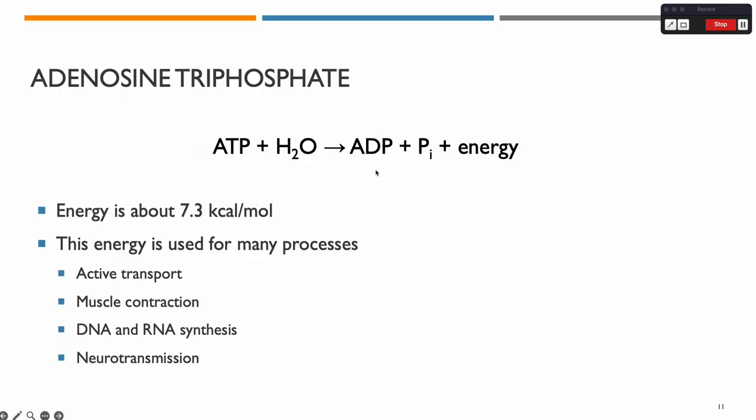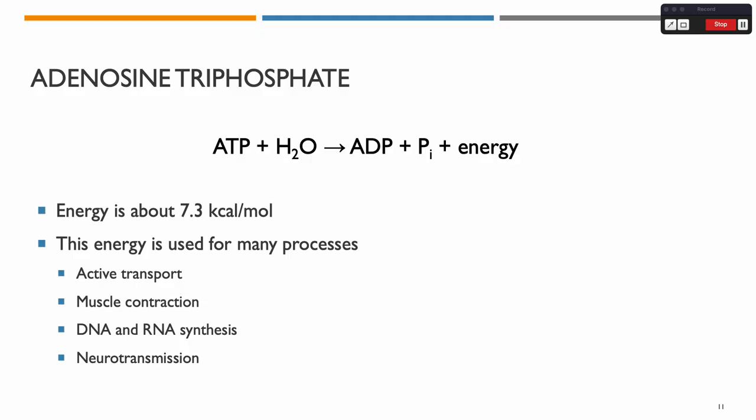so we can use that for energy. When we look at adenosine triphosphate, ATP plus a little bit of water, H2O, transforms into ADP, adenosine diphosphate, some inorganic phosphate, plus energy. And that's what we're going to be able to utilize in the body. We can talk about some of the amounts. If you like the chemistry aspect, energy is about 7.3 kcals per mole.